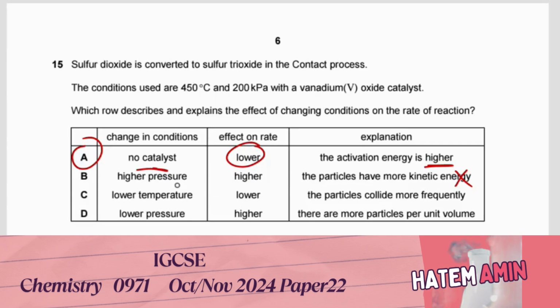They are not related. Higher pressure means a higher rate of reaction, of course, but not because the particles have more kinetic energy. Kinetic energy is related to temperature. Lower temperature will decrease the rate of reaction, of course it will, but do the particles collide more frequently? Of course not. Decreasing the temperature will decrease the frequency of collisions.